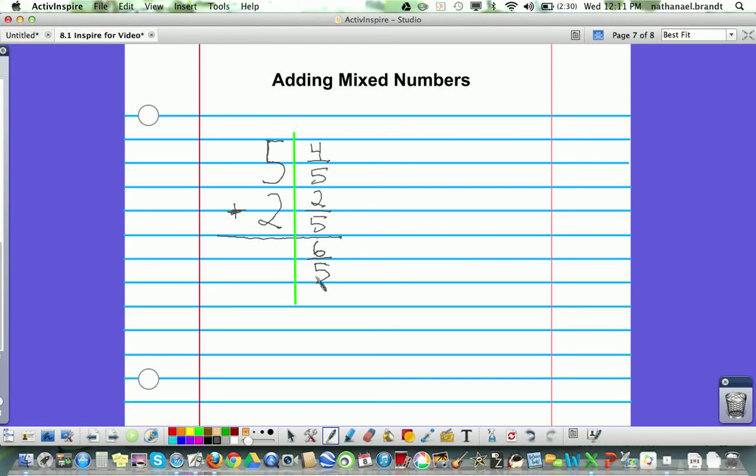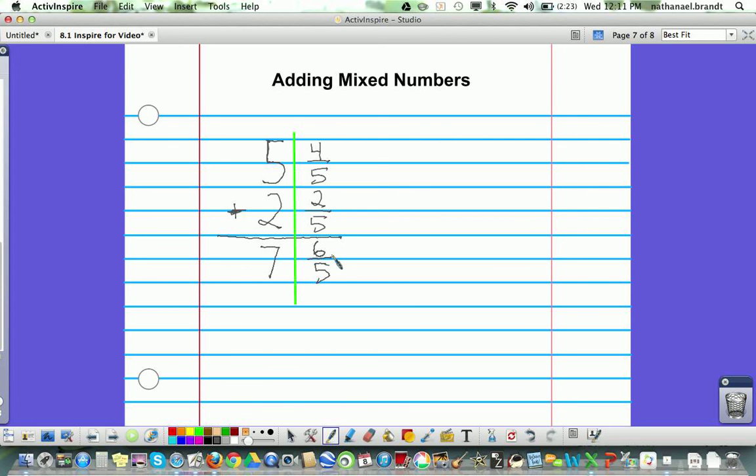So now I've added my fractions. Now I'm going to add my whole numbers. 5 plus 2 is 7. So I have 7 and 6/5. It's a perfectly acceptable answer. There are going to be times when you need to turn the mixed number with the improper fraction into a mixed number with a proper fraction. If you can't remember how to change improper fractions to a mixed number, you can check out that video. I'm going to do it really quick right here.